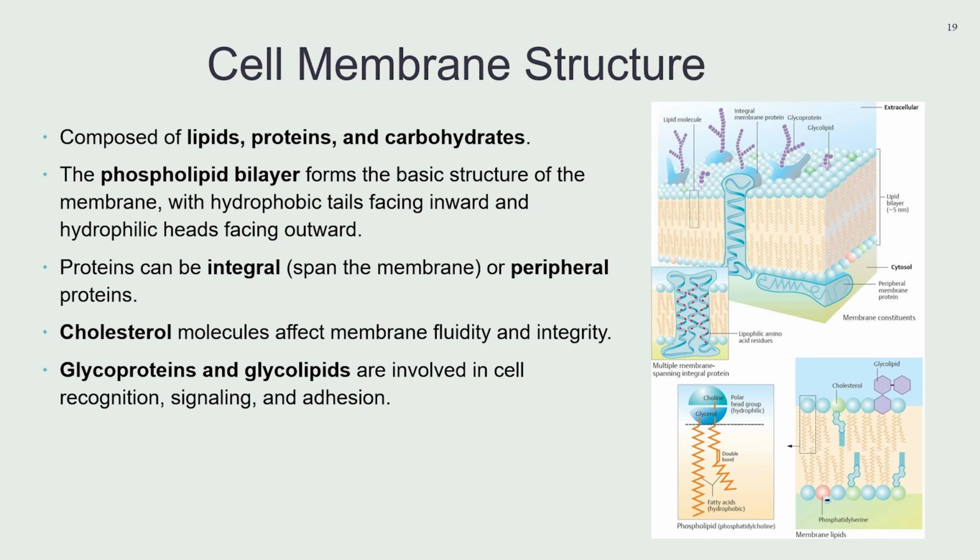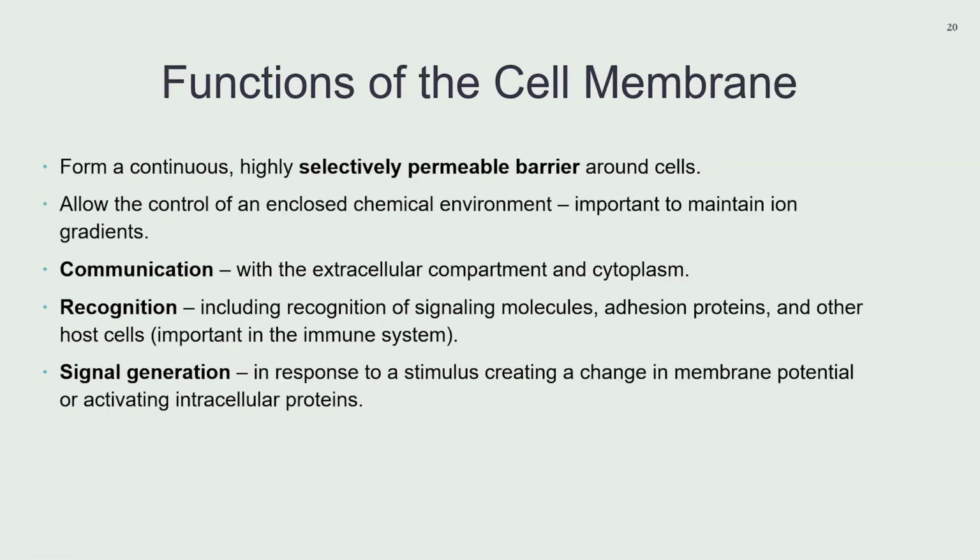Now, there are also carbohydrates. They can be, for example, forming compounds with proteins, in that case we call them glycoproteins, or with lipids, and in that case we call them glycolipids. We are going to be seeing some of the functions of these glycoproteins and glycolipids. So as we said before, the cell membrane is a highly selectively permeable membrane, which allows this enclosed and very well controlled chemical environment inside the cells. We need to make sure that the inner part of the cell is completely different from the environment. Functions include cell-to-cell communication, recognition of other cells, and also generating and responding to signals from other cells.